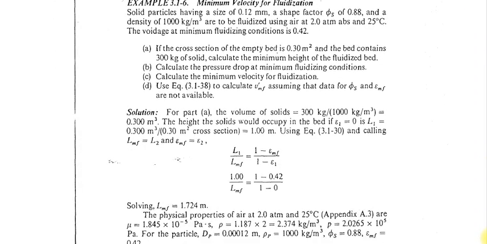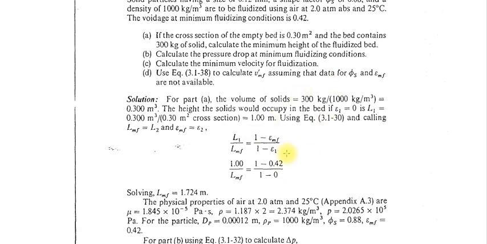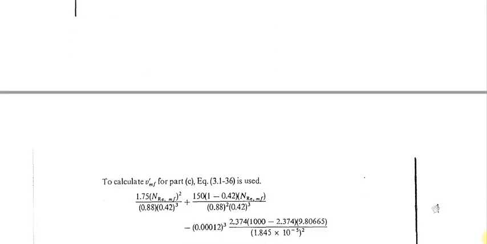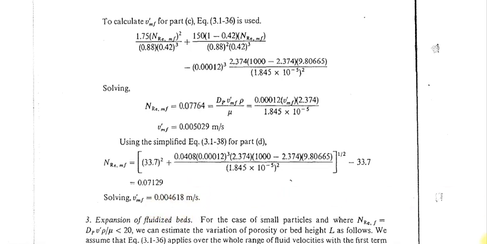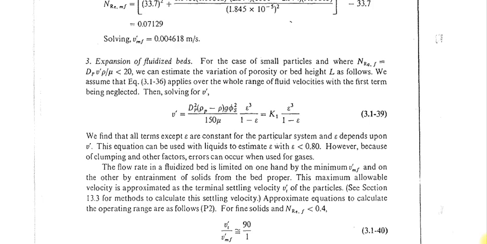Now this is a simple example. So here we first calculated the Lmf, then once we know the Lmf we just substitute its value and calculate the delta P and the minimum fluidization velocity. Okay, so this is a simple example. You can try this example as an assignment.